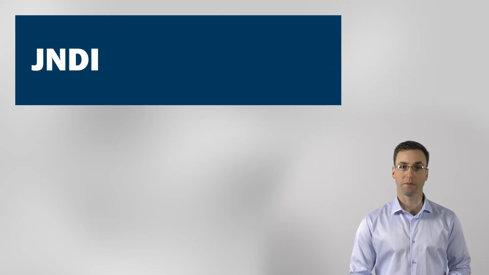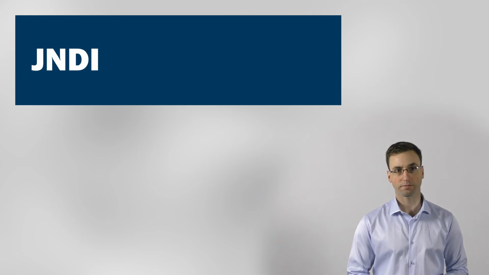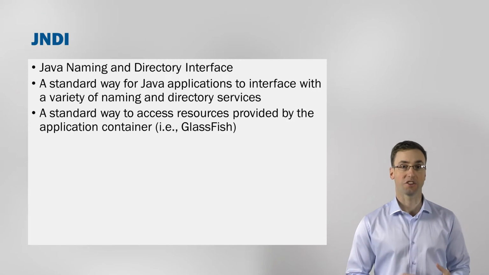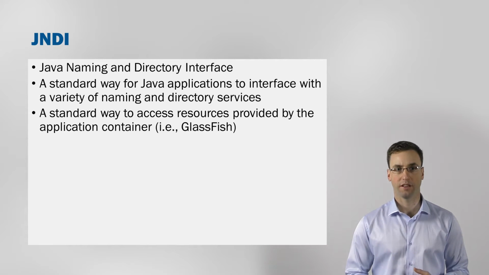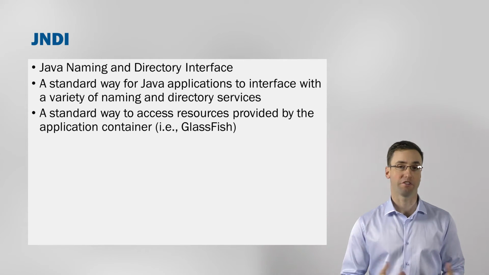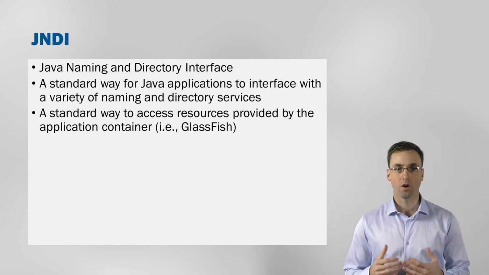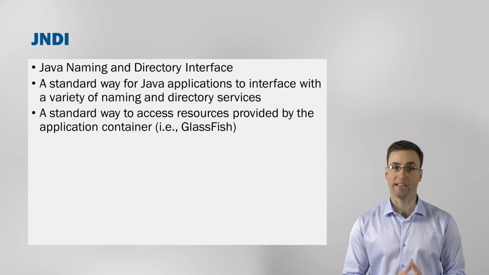In this video, I'll explain the basics of Java Naming and Directory Interface, or JNDI. JNDI is a comprehensive API for looking up objects by name or by their properties. It's designed to be implementation independent, so it will work with many different naming and directory technologies. One of those naming and directory services is provided by the Java EE application server.